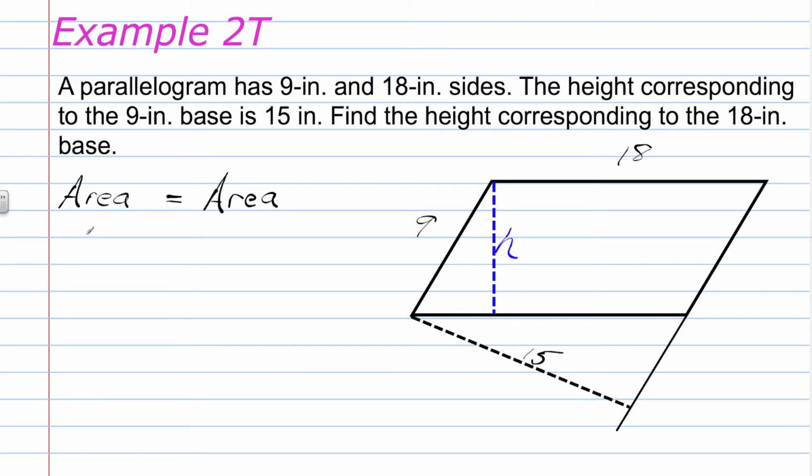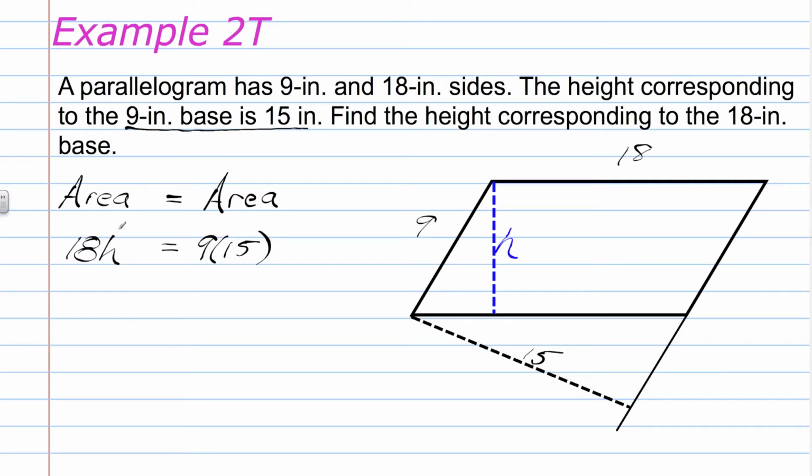The area one way is 18 times h, the base times its corresponding height. That's what we're trying to find, that h. The other area is going to be 9 and 15. We know that because we're told that these two correspond to each other in the problem. The height corresponding to the 9-inch base is 15 inches. So if we take the 9-inch base and multiply it by 15, it should be equal to the 18-inch base times its height.